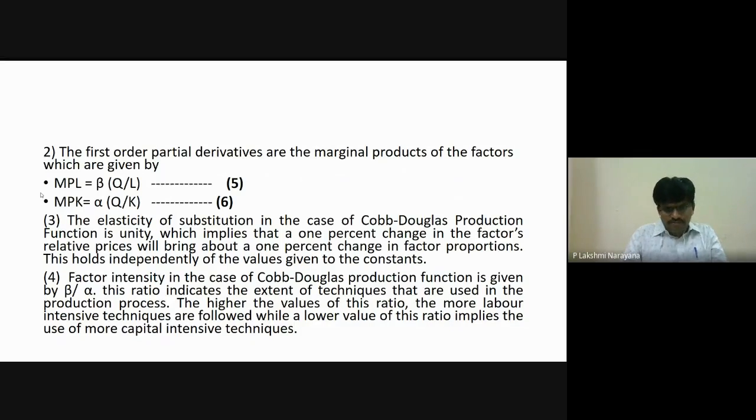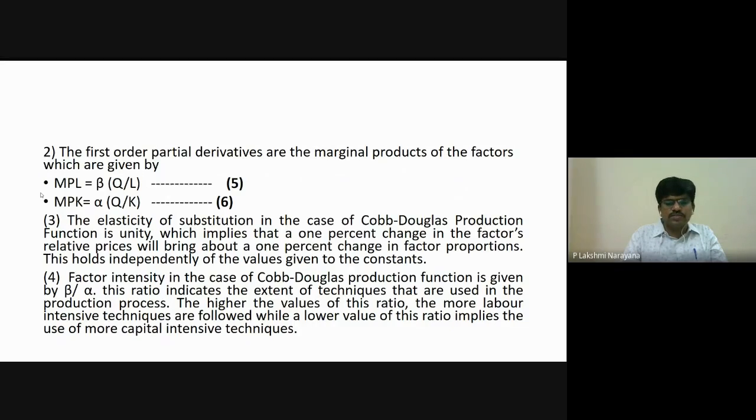Fourth one is factor intensity. In the case of the Cobb-Douglas production function it is given by beta by alpha. This ratio indicates the extent of techniques used in the production process. The higher the value of this ratio, the more labor intensive techniques are followed, while a lower value of this ratio implies the use of more capital intensive techniques.